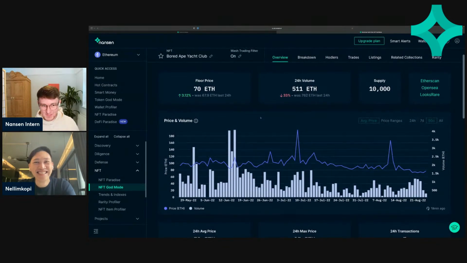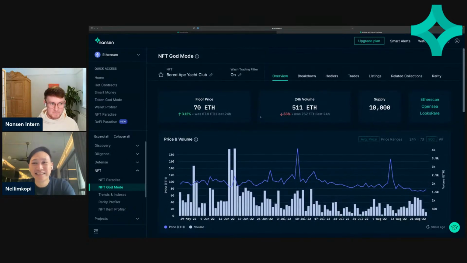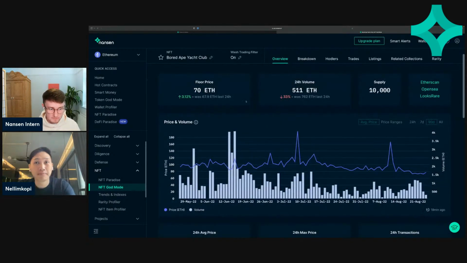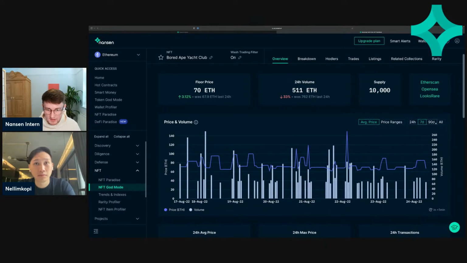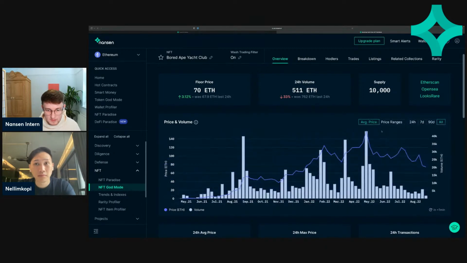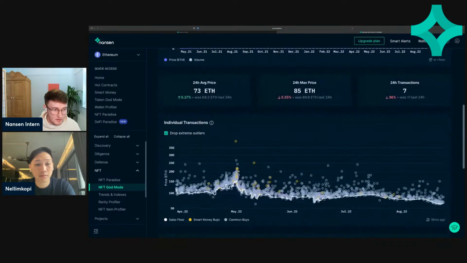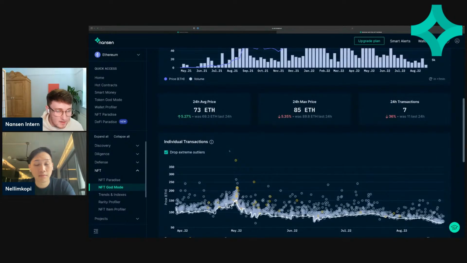But yeah, okay, NFT God mode. So what you have here is just like the overview of whatever NFT collection you're interested in. So of course, the important data of like floor, volume, supply. You can look at the chart in different time frames. If we go all here, this is kind of interesting, as always, for that type of data. 24-hour average price, all of this.